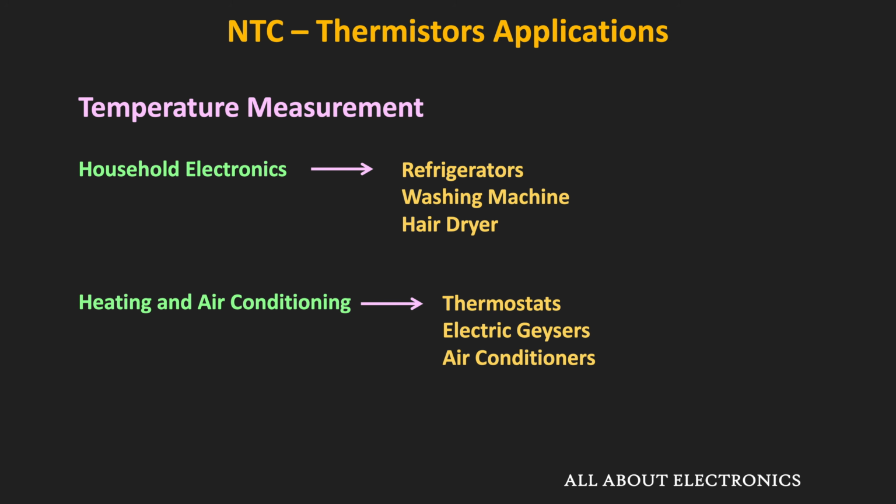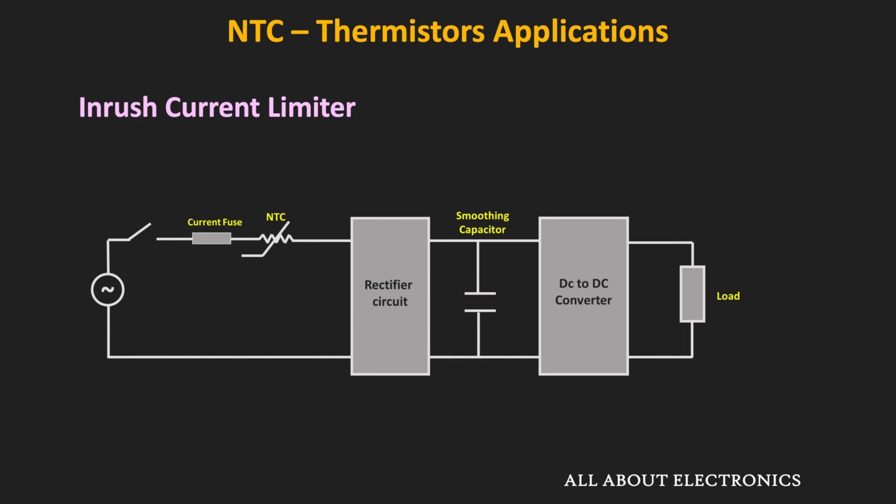But apart from that, sometimes these NTC thermistors are also used as inrush current limiters at low and medium powers. So let us see how it works. Here in the given example, this NTC thermistor is used as an inrush current limiter in the SMPS. Whenever the power supply is turned on, this uncharged capacitor in the SMPS will act as a short circuit, and because of that there will be a very high inrush current.